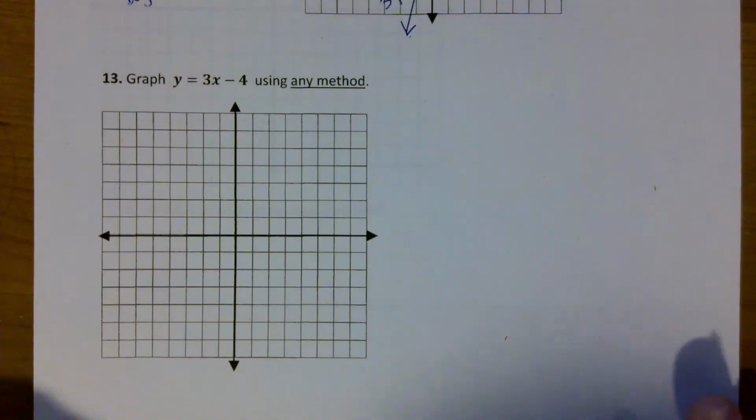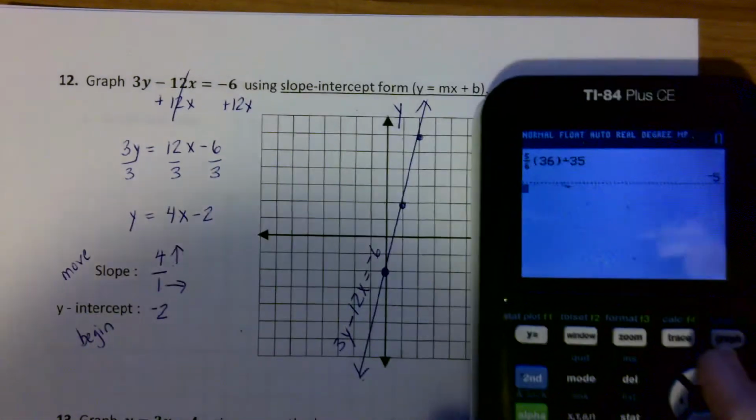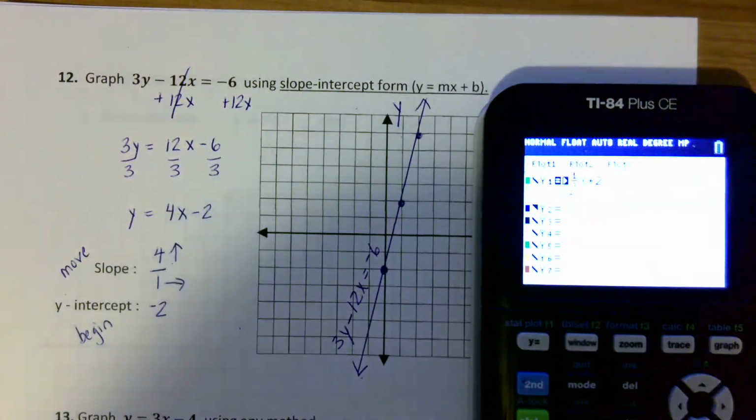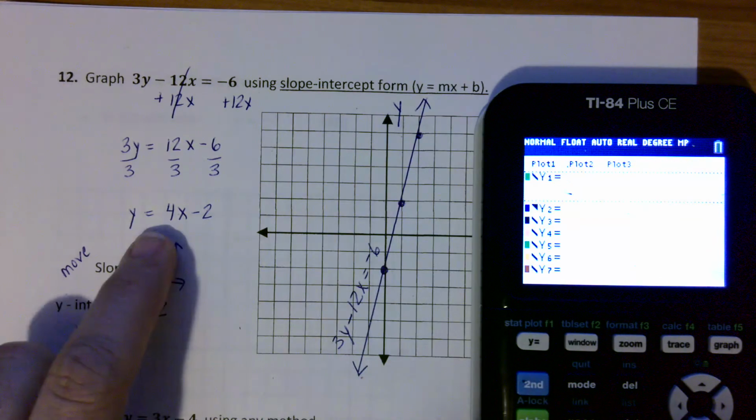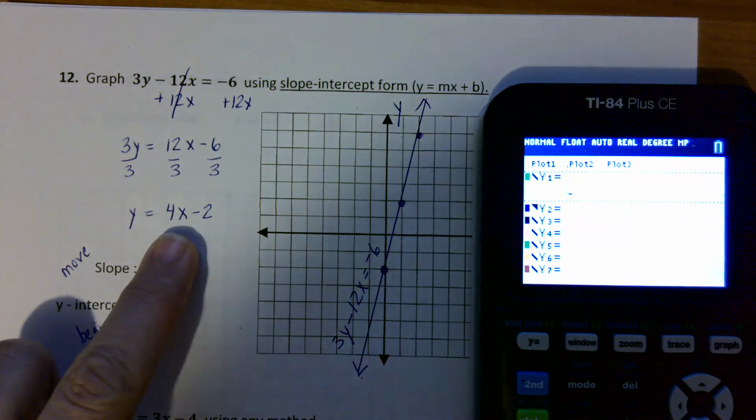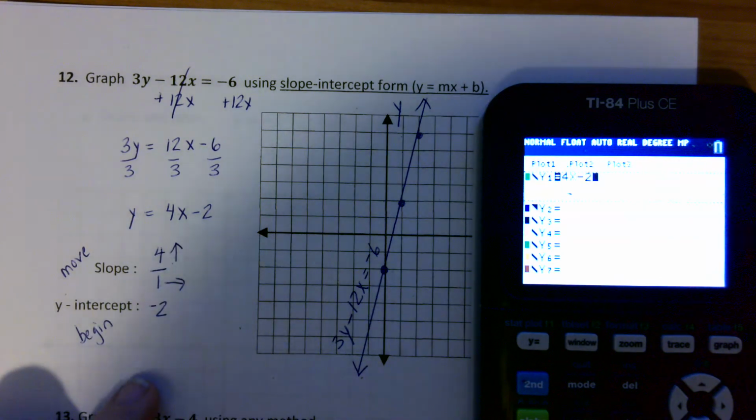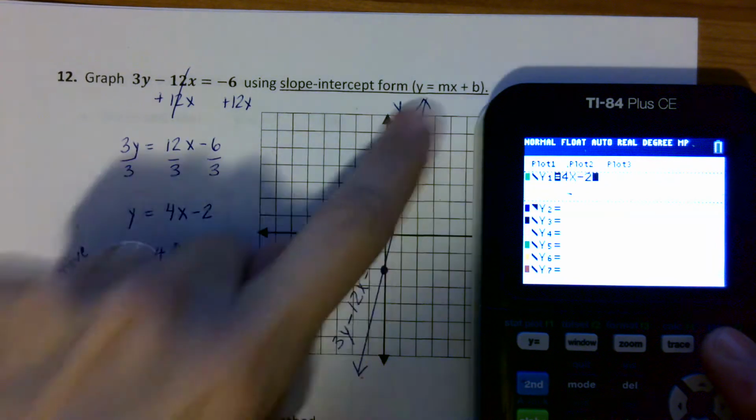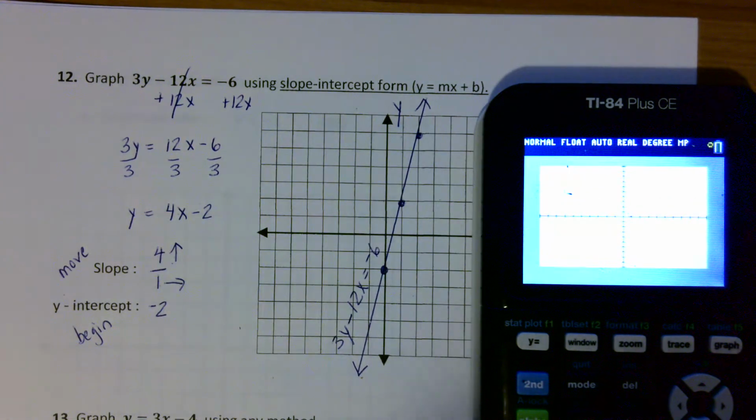All right, this one you could graph using any method. Whoops. Let's go back to this, guys. Let's double check in our calculator. So y equals, we're going to clear that. We're going to put in 4x minus 2. And let's make sure our graph looks like this, which it does. So we know we did it correctly.